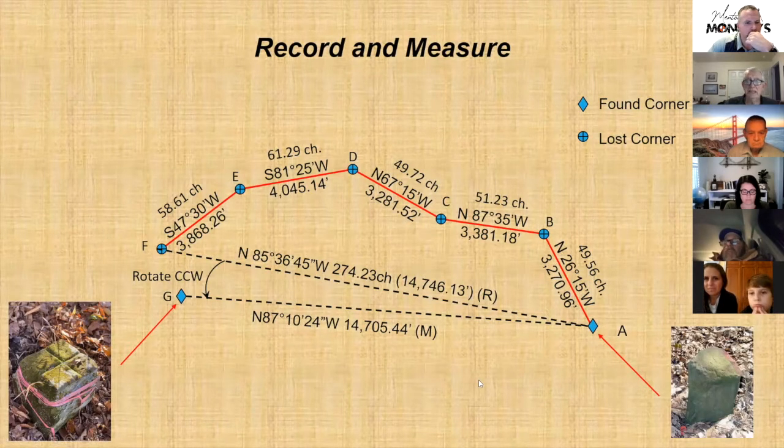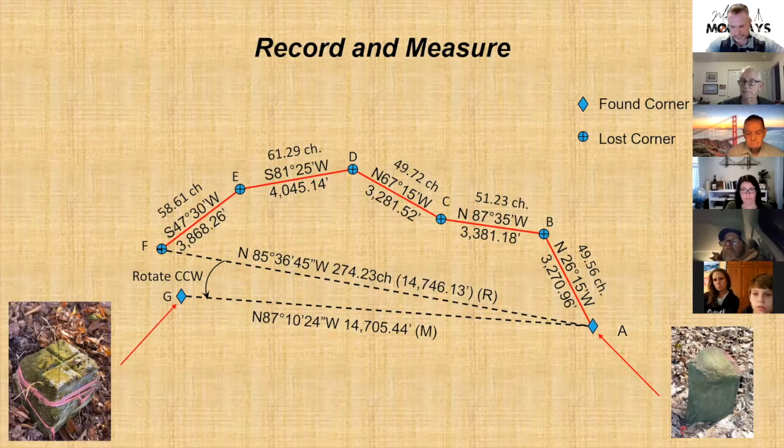And the reason I did that is because I want us to work in feet, because that's what we're working in now. But keep in mind that this 49.56 chains will calculate to 3,270.96 feet, but this is a false precision. The survey was not to the nearest hundredth of a foot. It was to the nearest link, and that's 0.6 of a foot. So keep that in mind as we go along, okay?